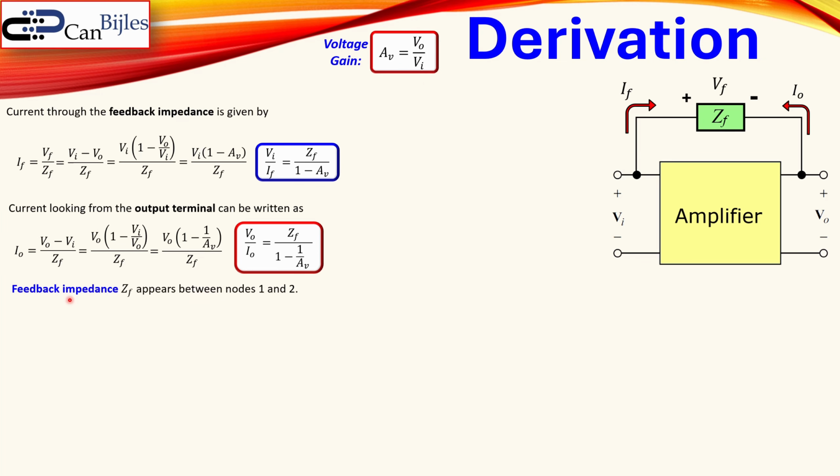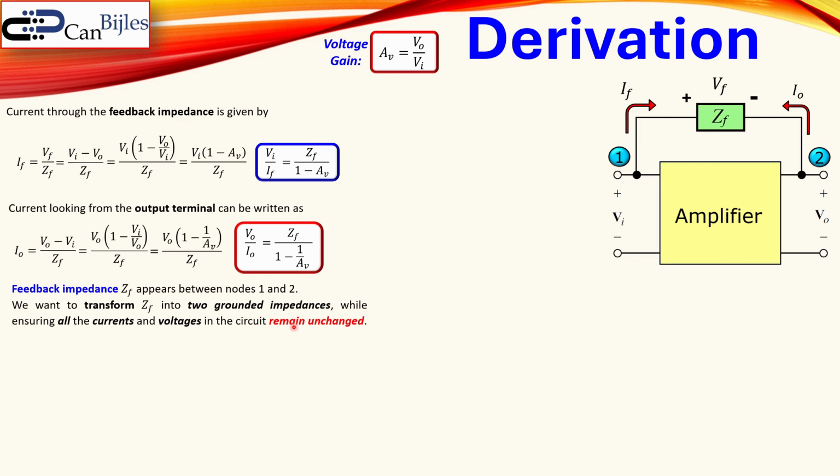Okay, the feedback impedance ZF appears now between the nodes 1 and 2, that is given by these two nodes. So we want to transform this ZF, which is our feedback element, into two grounded impedances, or impedance between these two nodes, while assuring, that is important, all the currents and the voltages in the circuit remain unchanged. So we would like to transform this circuit into a new, equivalent circuit, but the current and the voltage seen in this circuit must be unchanged.